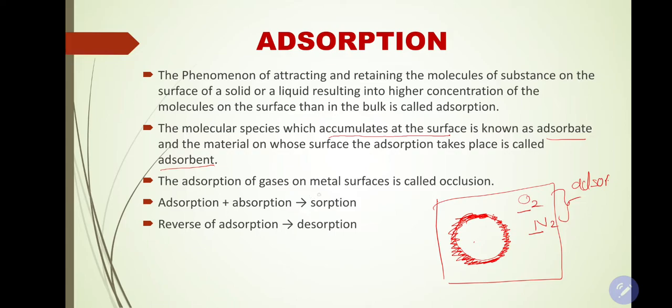The adsorption of gas on a metal surface is called occlusion. Adsorption plus absorption is known as sorption, and the reverse of adsorption is known as desorption. Sometimes whatever adsorption is done will be reversed also. So this gas can go back into its elemental form also. That phenomenon is known as reversible adsorption or desorption.